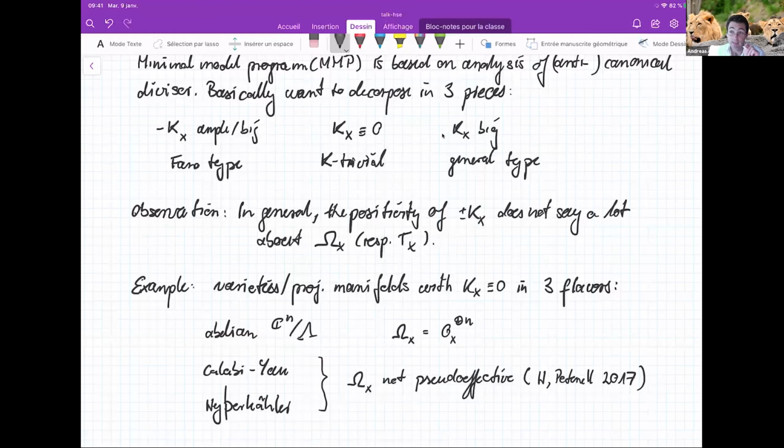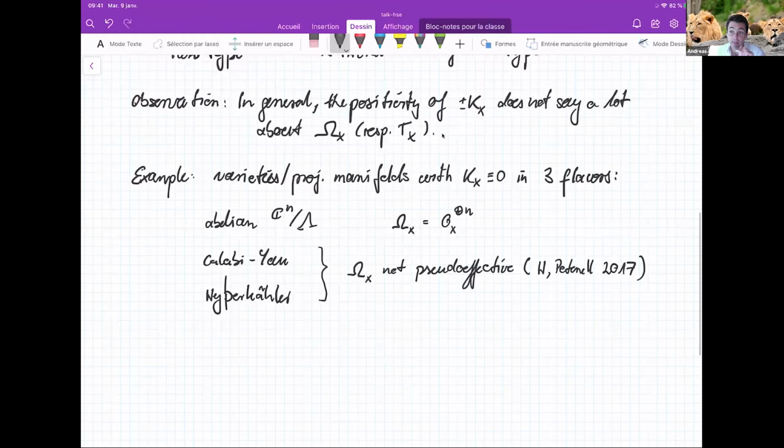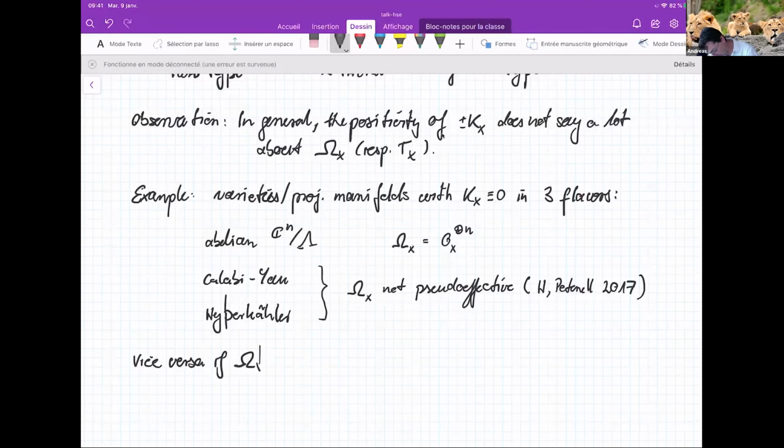You can say that if now I look at manifolds where omega X has some positivity properties, this might lead me to some very special and interesting geometry. Okay, so vice versa, if omega X is pseudo-effective, and again, I will define this very soon, if this is pseudo-effective, I should expect some special geometry.